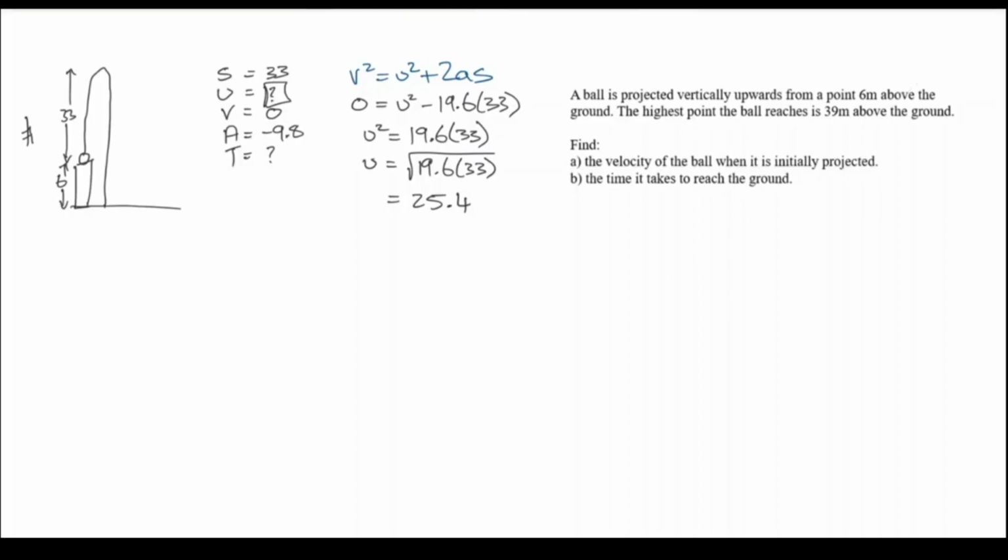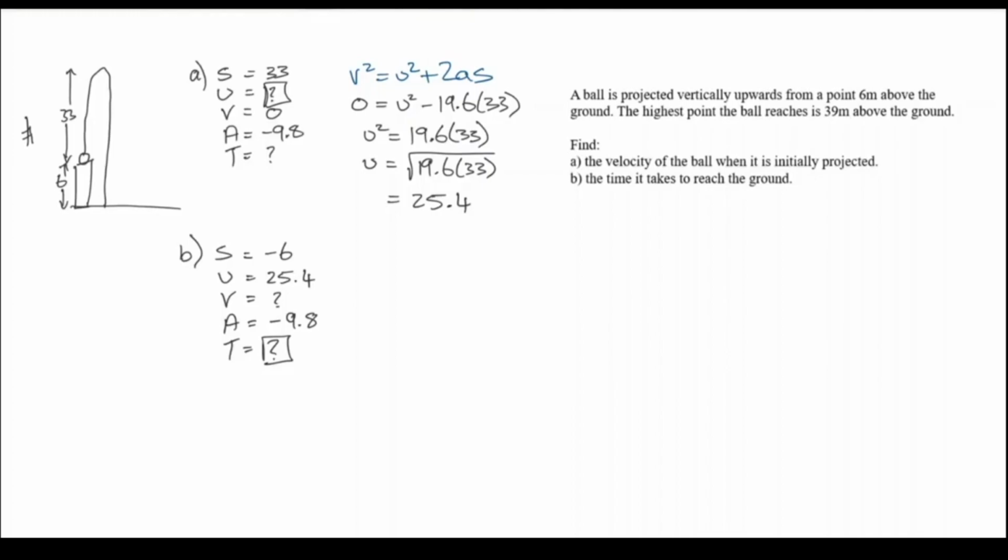Part B of the question asks us to find the time it takes to reach the ground. So this is a different part of the journey. We're going all the way from the point of projection to when it hits the ground. The displacement this time is -6. Our initial velocity we just found to be 25.4. Final velocity is unknown. Acceleration due to gravity, -9.8. And we're looking for the time here.